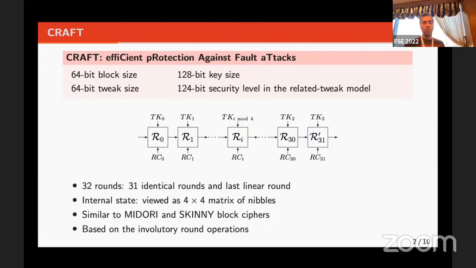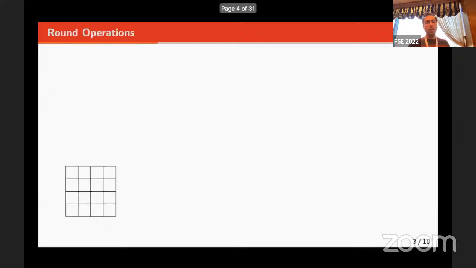And it is very similar to the Midori and Skinny block ciphers, but the main difference in Craft is that all the round operations are involutive. So the inverse of the round operations are the same as themselves.